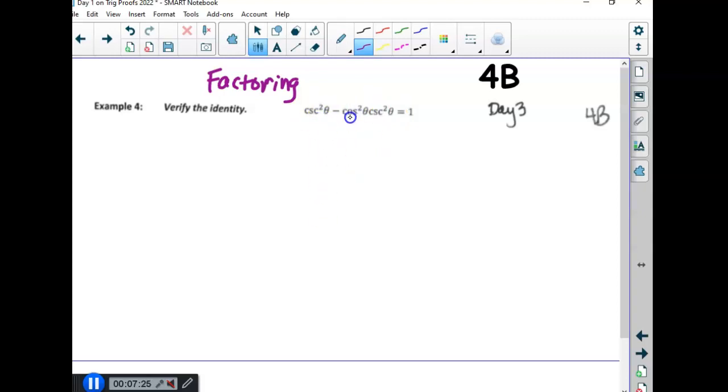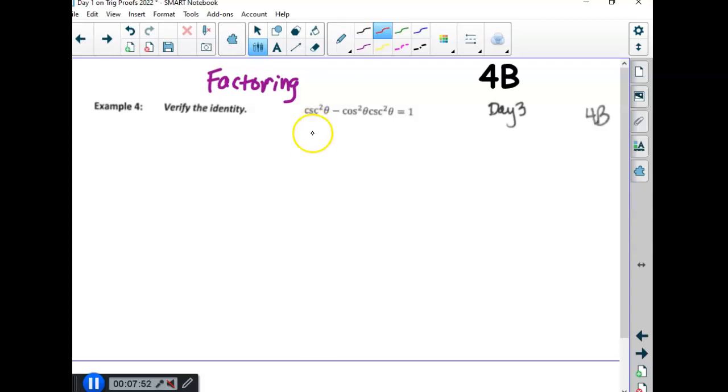Cosecant squared minus cosine squared times cosecant squared. We don't have to do it this way. We could trade it to sines and cosines and we'd get the same answer. Do you want to trade it to sines and cosines or do you want to factor it? Which would most of you have tried? Okay, well, let's try sines and cosines then. And then I'll show you the factoring way.